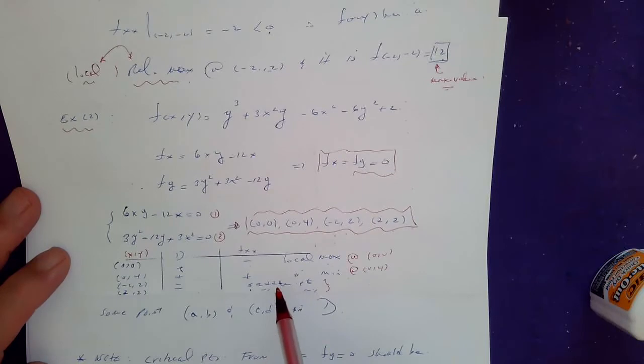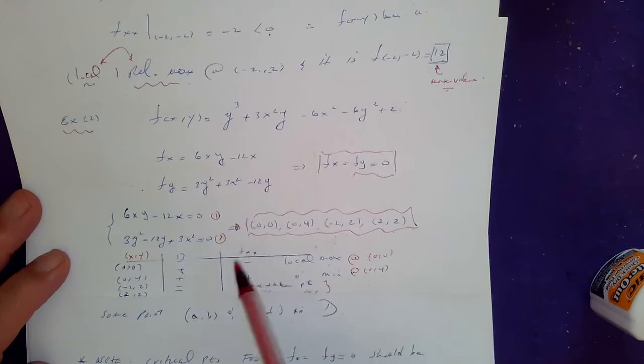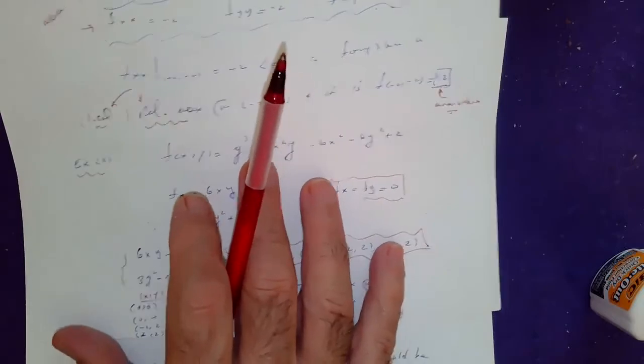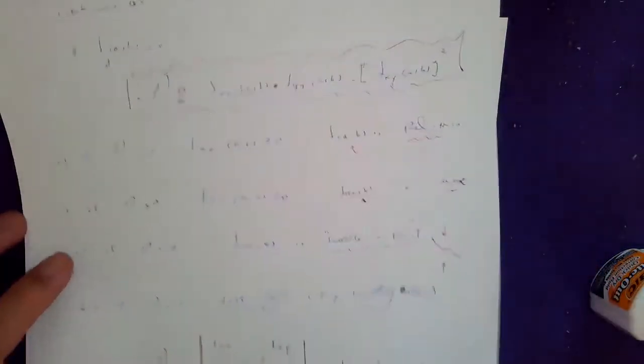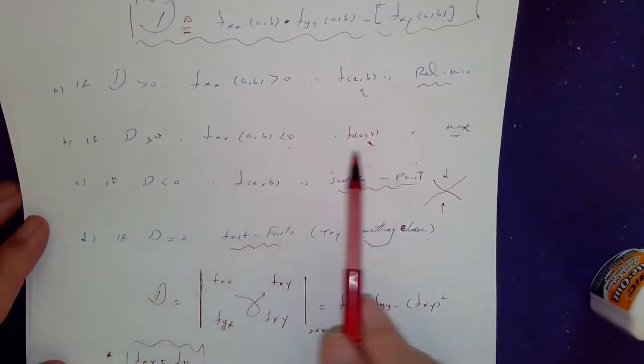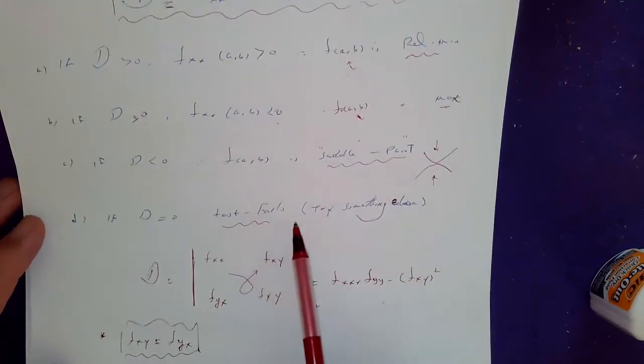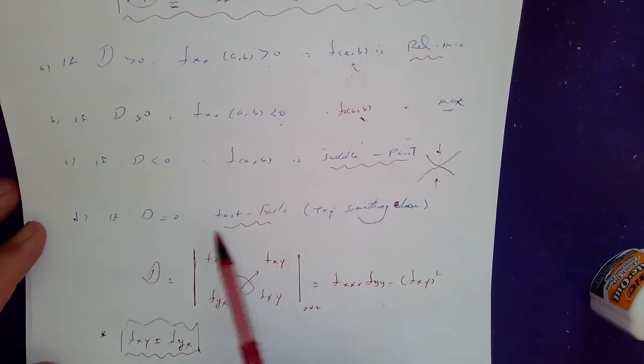So you make a table, list your critical values, find out what the sign of D and fxx is, and based on this agreement or the rule right here, determine whether you have a maximum, minimum, saddle point, or if D comes up equal to 0, then the test fails. Do you see it?